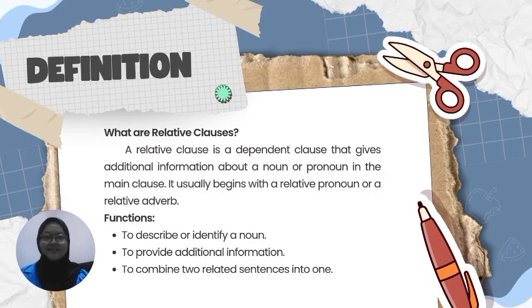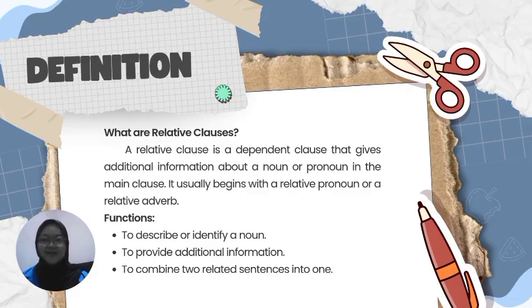A relative clause is a dependent clause that gives additional information about the noun or pronoun. Because it is a dependent clause, it cannot stand alone as a complete sentence. The main purpose of a relative clause is to avoid repetition and make our sentences more concise. There are several functions of relative clauses. First, they help us identify or describe a person, place, animal, or thing. Second, they provide extra information without creating another sentence. Third, they combine related ideas into one sentence, making our writing more connected and easier to read.